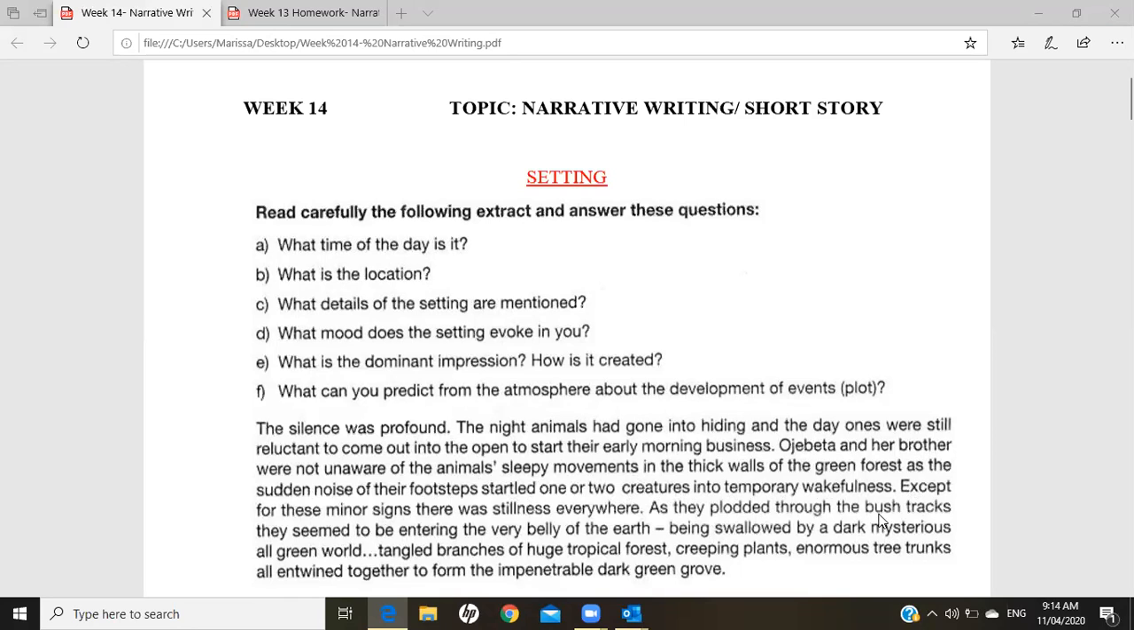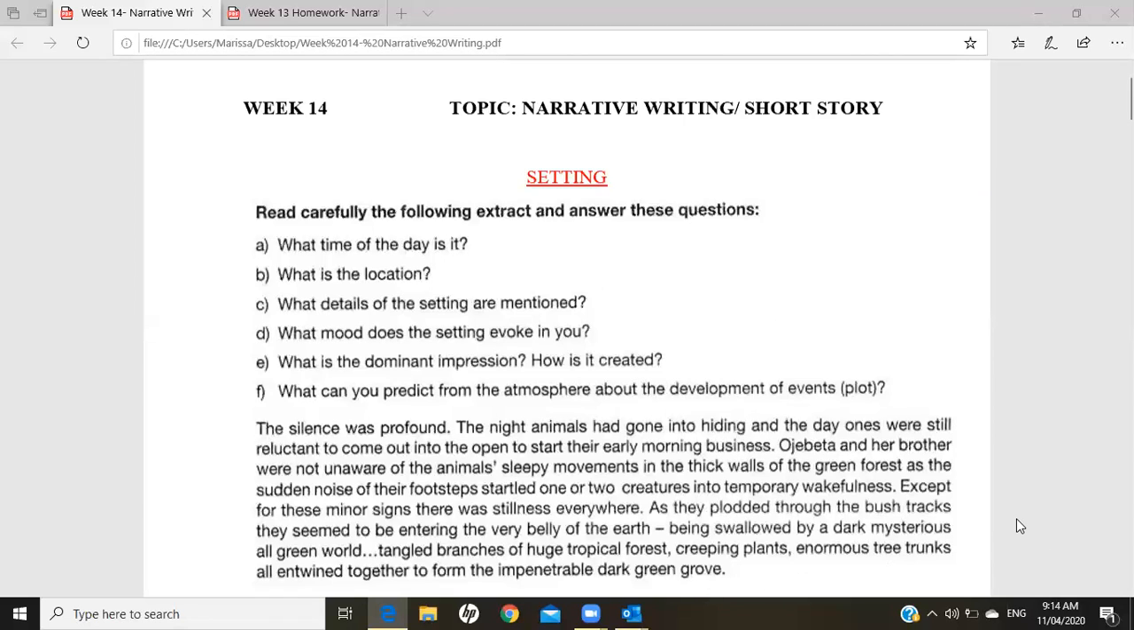As they plodded through the bush tracks, they seemed to be entering the very belly of the earth, being swallowed by a dark, mysterious, all-green world. Tangled branches of huge tropical forests, creeping plants, enormous tree trunks, all entwined together to form the impenetrable dark green grove.